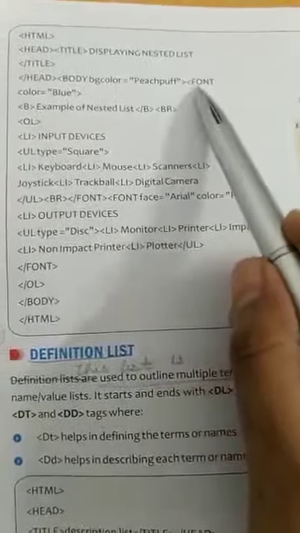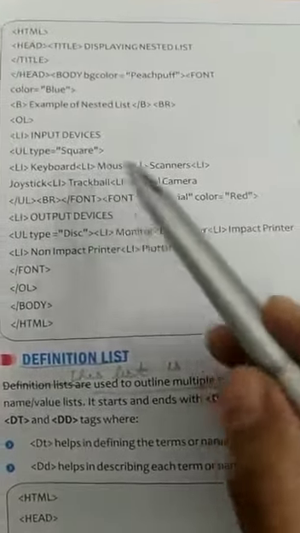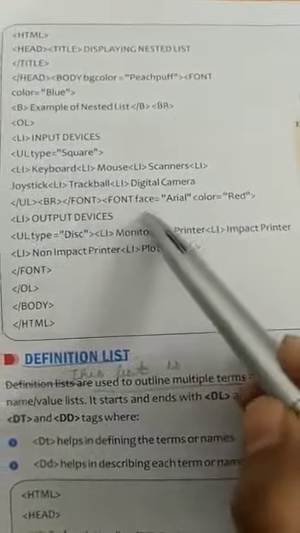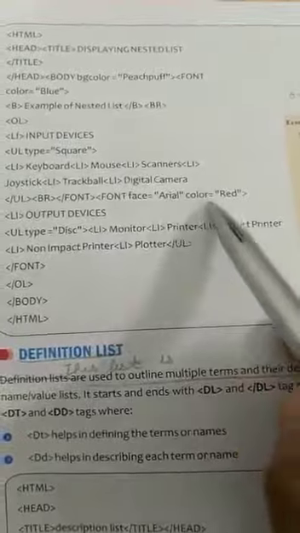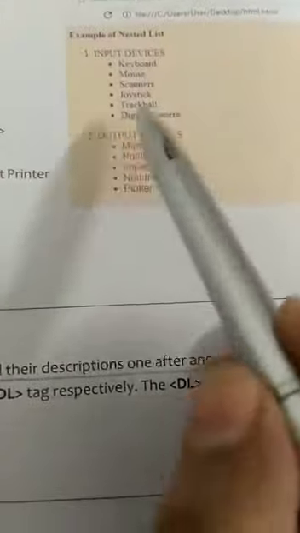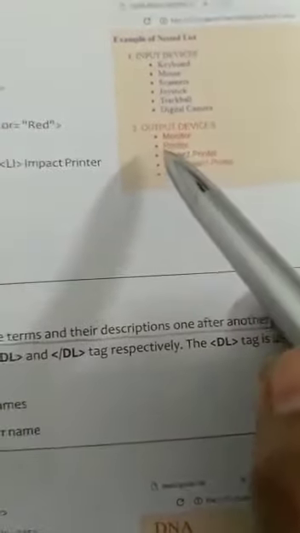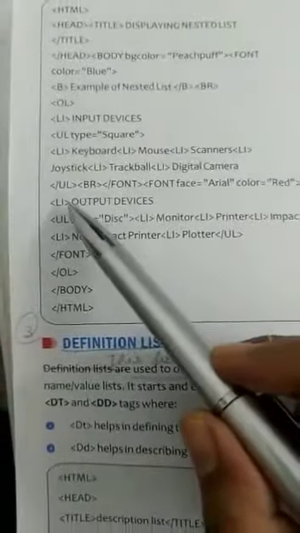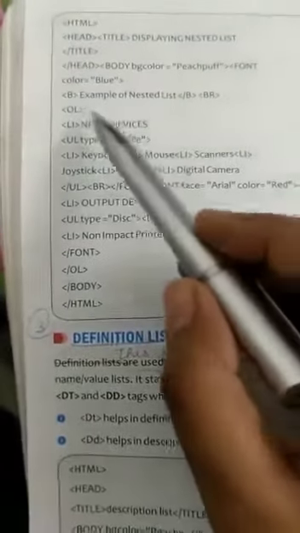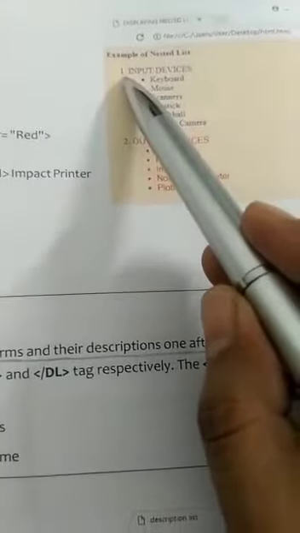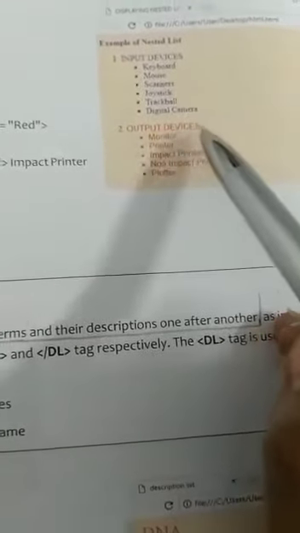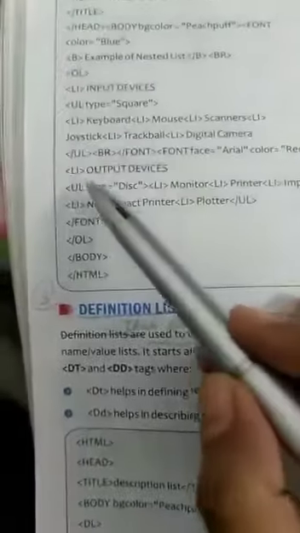This font tag that was started here, and then a new font tag is started. Font face is equal to Arial, color is equal to blue. Color is equal to blue, and the font is also changed. Then list items. This is the list item of OL, ordered list. Ordered list. 1, 2, input, output devices.